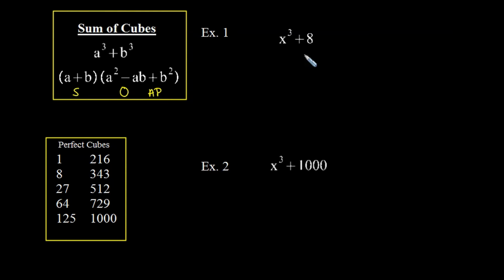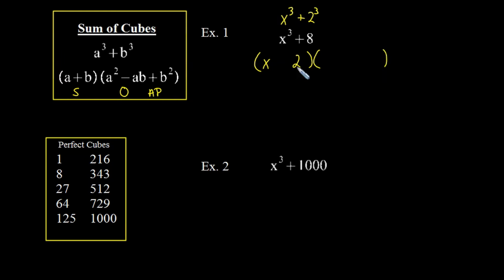So let's take a look at example 1, and we will identify our a value and our b value by looking at the cube root of x cubed. So the cube root of x cubed is x, and the cube root of 8, which can also be rewritten as 2 cubed, is 2.